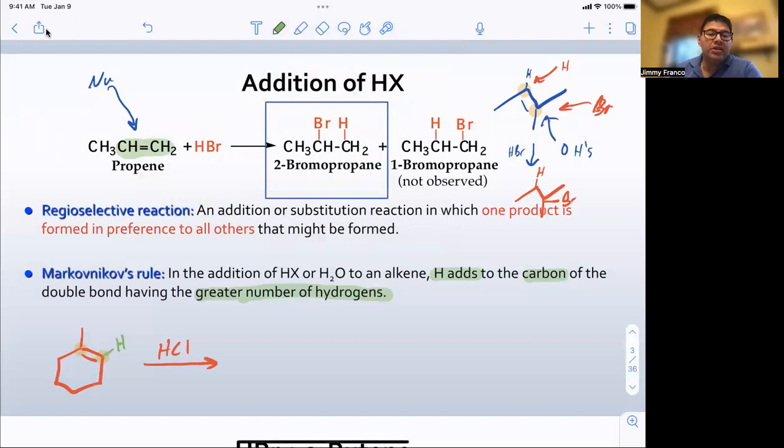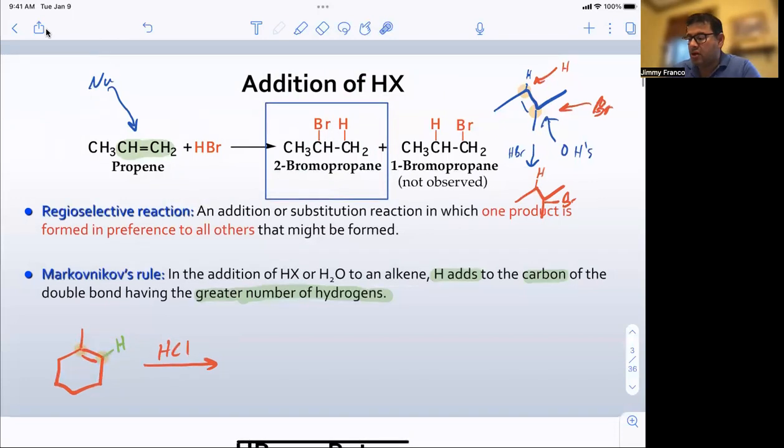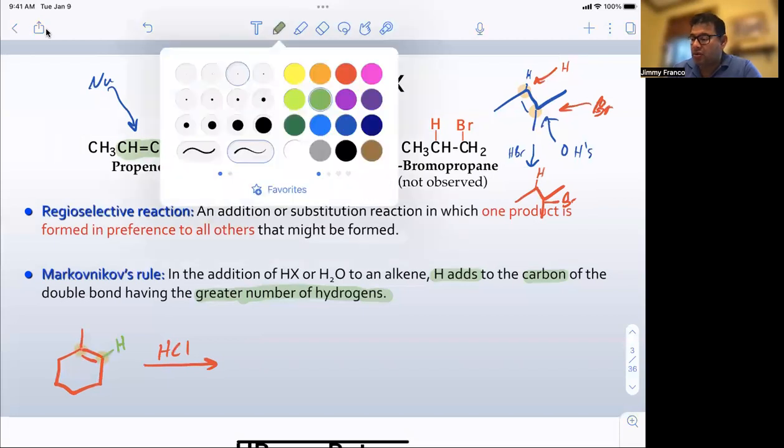And so whichever has the most hydrogens gets the hydrogen from our HCl. Since this one has 0 and this one has 1, we're going to add a second hydrogen, the one here, to this molecule. So let's go ahead and draw it. And remember, we lose the double bond.